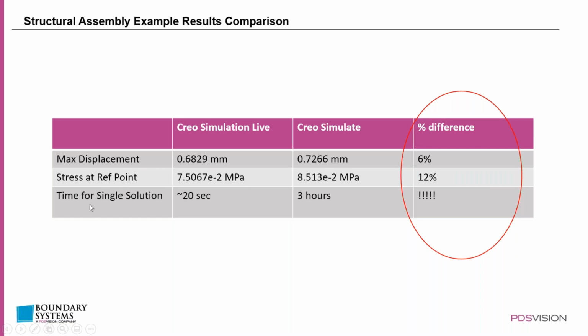But as far as time that it takes to run, Creo Simulation Live runs this simulation in about 20 seconds, whereas Creo Simulate takes 3 hours. And that is a completely ridiculous difference. This example really shows the benefit of Creo Simulation Live.